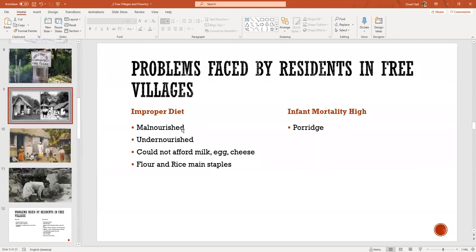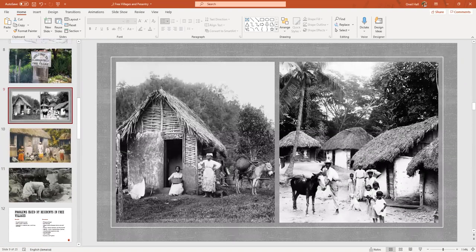All right, ladies. Let us look now at these areas. Look at all the free villages established. Look at the housing structure. What are some of the challenges you think they are going to have in the free villages? You can't get wet inside because they put the mud over it, not zinc, mud.